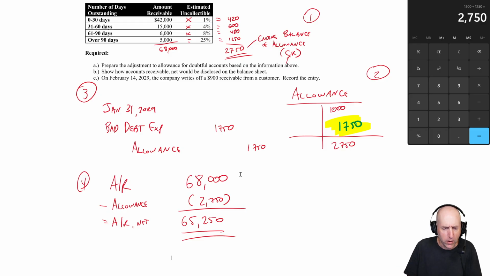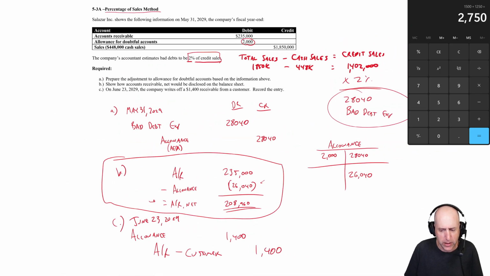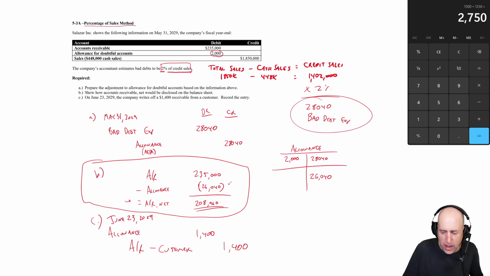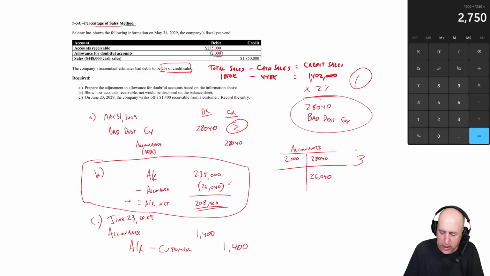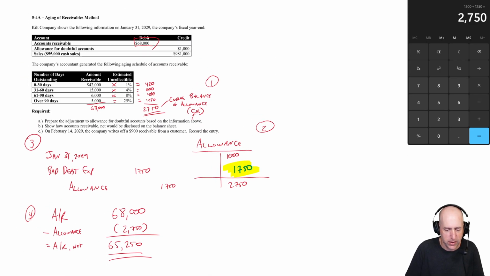So one last point comparing this to the percentage of sales method. The steps are a little different. Here, step one, you take a percentage of your sales. Step two, you do the journal entry. Step three, you update your allowance. And step four, you show AR net. So you can see the steps are a little different.